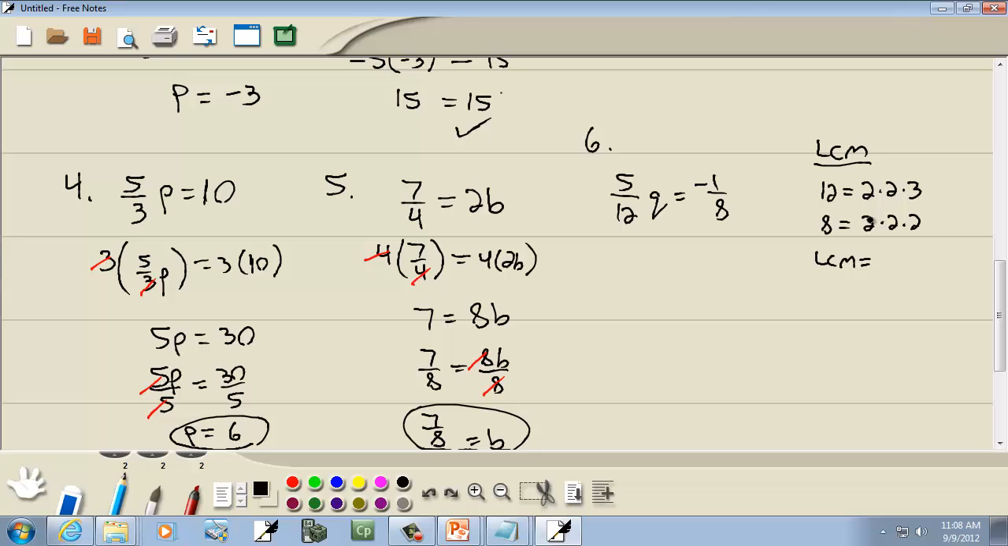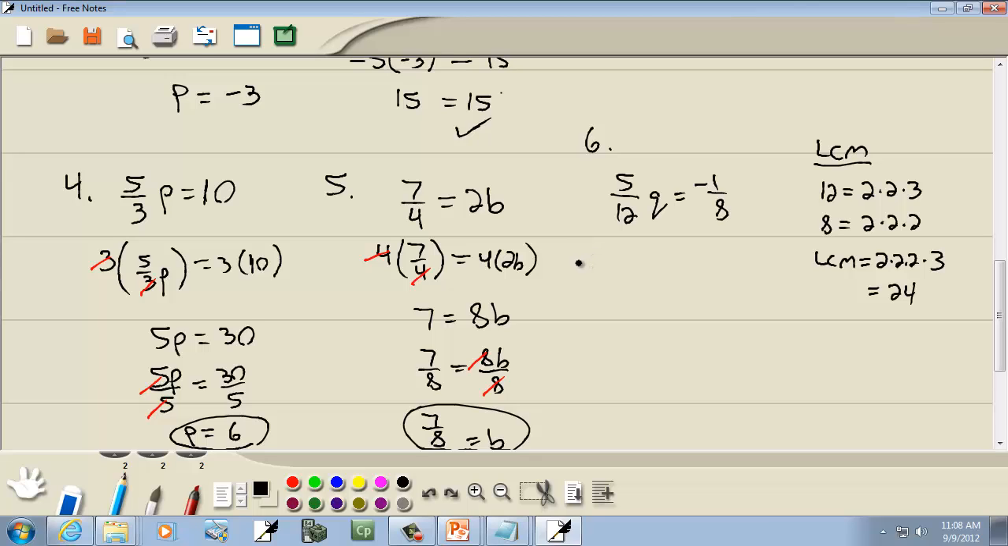Now we start at the first prime, the 2. And we're looking for the greatest number of 2's on any single line. There's 2 here, there's 3 here, so the greatest number of 2's on any single line is 3 of them. Then I go to my next prime, the 3. And I'm looking for the greatest number of 3's on any single line. There's 1 here, none here, so it'll be 1. 2, 4, 8, 24. So our LCM is 24.